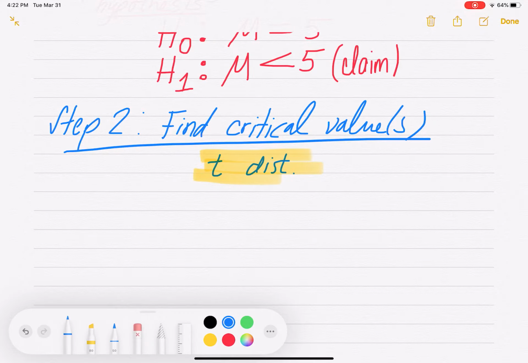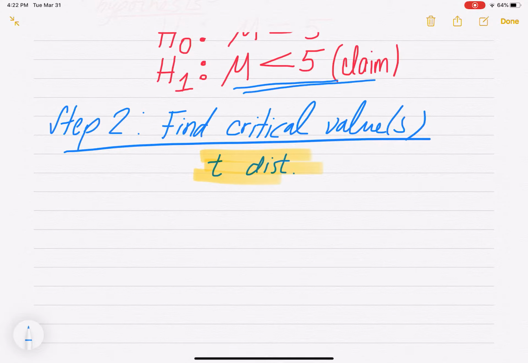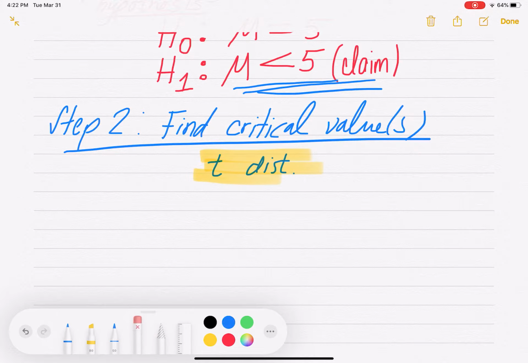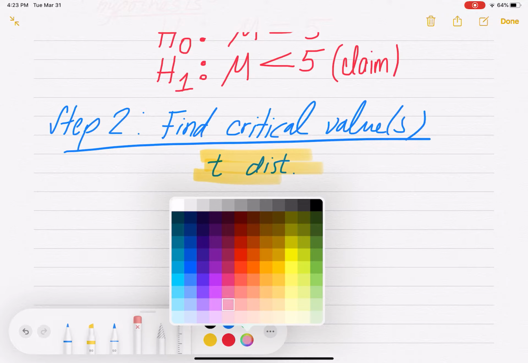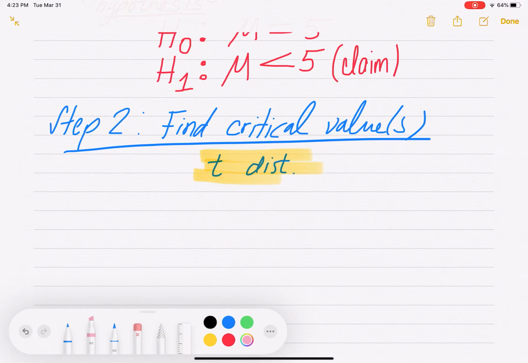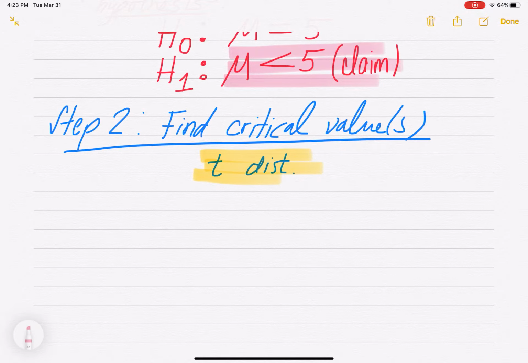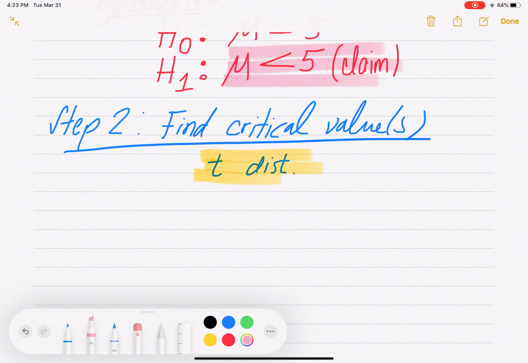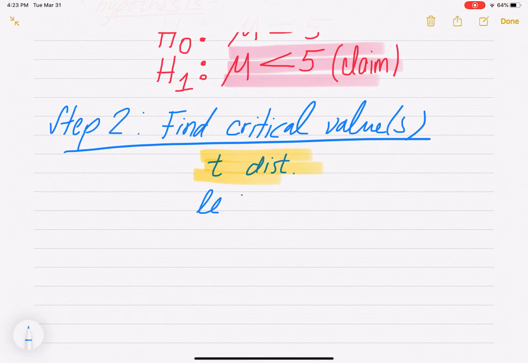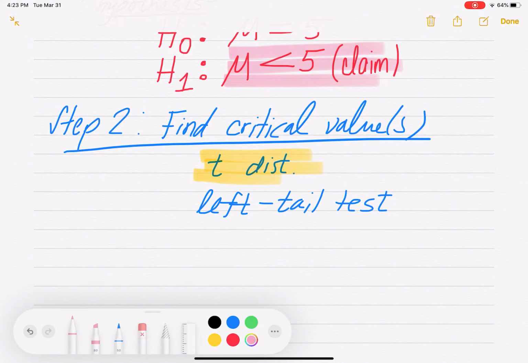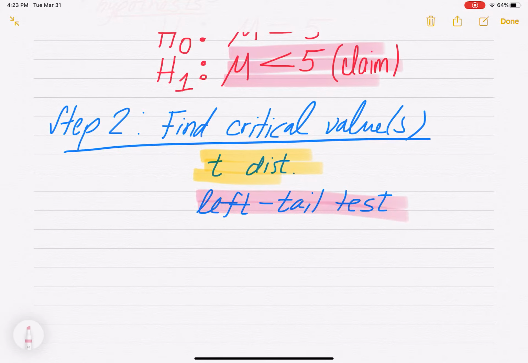How many tails? If you look right here, let me highlight that. Since I'm dealing with a less than situation, your alternative is going to tell you which tails. Alternative tells you which tails. If you get a less than for your alternative, you're going to do a left tail test. And the second thing you want to write. All right, what else?